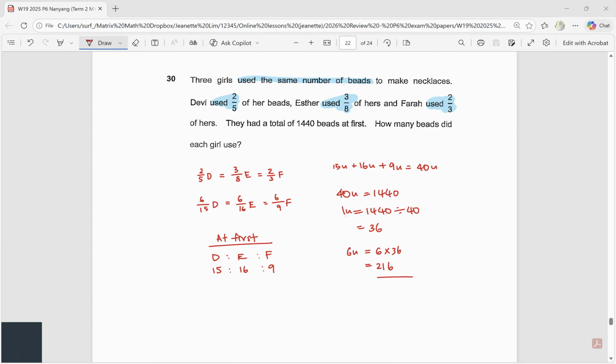So that's all for paper 1 of this paper, which is for term 2. What school is it? This is Nanyang Primary, 2025.